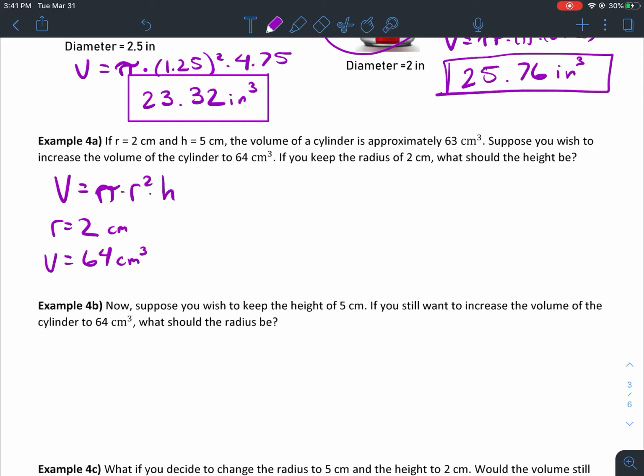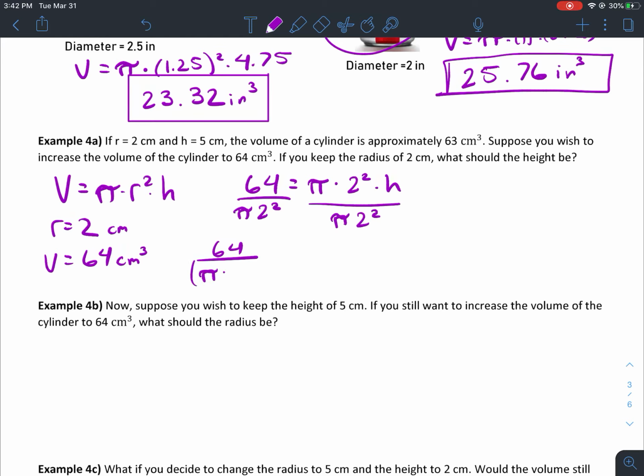So what we can do is plug in all of our known information and calculate the height. So we're going to do 64 equals pi times our radius squared times the height. Since we're solving for height, we need to get rid of everything else, and we can just divide them out. We're going to divide both sides by pi times 2 squared. And we can plug that into our calculator: 64 divided by pi times 2 squared. When you plug that in, you should use parentheses on the denominator there.